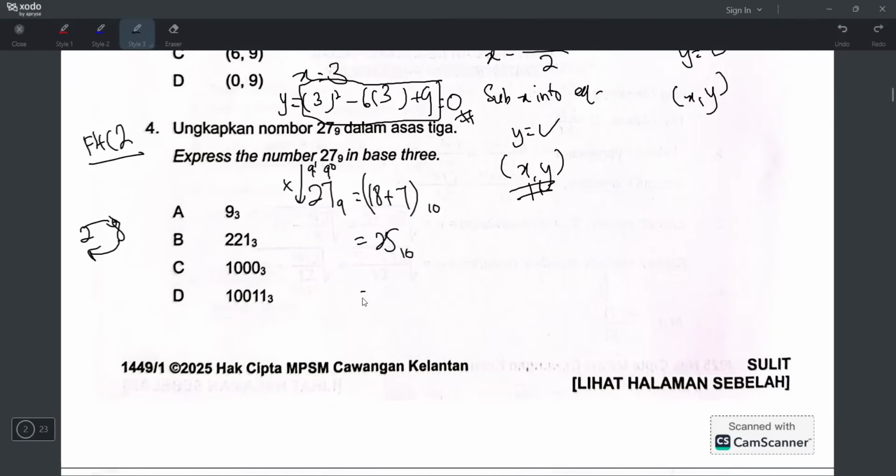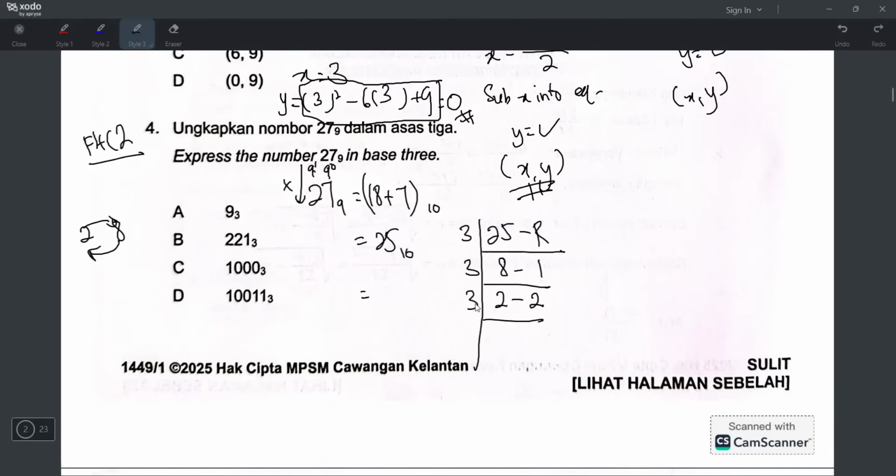But you want to change to base 3. So now you are changing base 10 to base 3. How to change base 10 to a smaller base like base 3? You divide. The divide method looks like this: 25, and here you write the remainder, and you divide by 3. 3 times what gives you 25? 3 times 8 is 24, but I want 25, so there's a remainder of 1. Repeat the same process. 3 times what is 8? 3 times 2 is 6, but I want 8. So 8 minus 6, the remainder is 2.